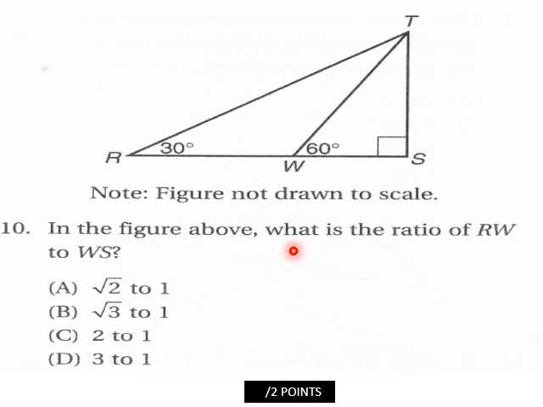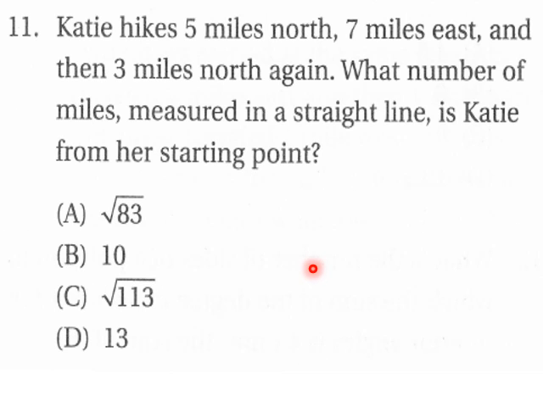Then number 10, figure not drawn to scale. In the figure above, what is the ratio of RW to WS? So what is the ratio of this to this? And then number 11, Katie hikes 5 miles north, 7 miles east, and so on. How many miles, measured in a straight line, is Katie from her starting point?